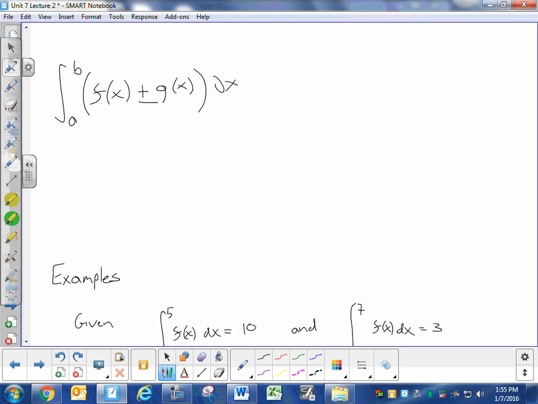Okay, well, this is actually easy. More difficult to kind of show and explain, but turns out it's not that difficult to explain. Turns out if you want to find the area of f plus g, you could split this up into two different integrals. Just the area of f plus or minus the area of g.